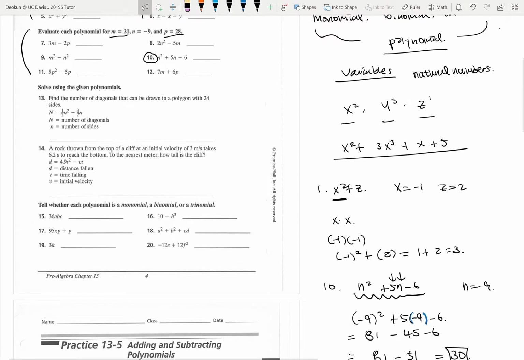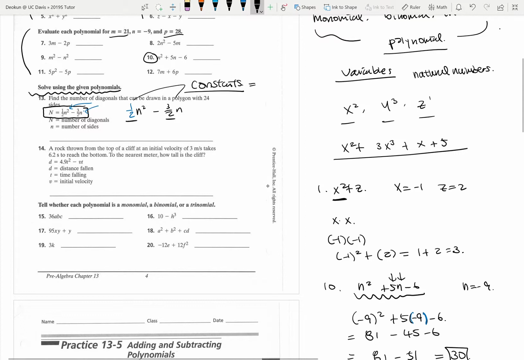Now moving on to number 3. Solving using the given polynomial. So you're given a polynomial like that. The reason why this is a polynomial is because n squared, 2 is a natural number, and n to the power of 1 is also a natural number. You can have the numbers in front, which we call constants. So in 1/2 n squared minus 3/2 n, that 1/2 and 3/2 are both called constants.